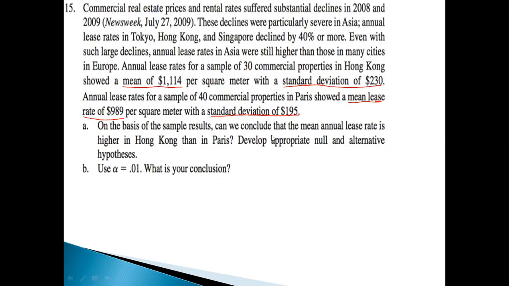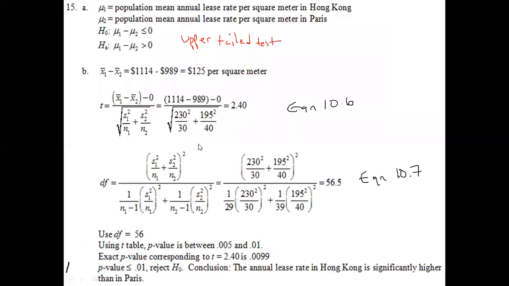All right, so can we conclude that the mean lease rate is higher in Hong Kong than Paris? So we're going to set mu1 equal to Hong Kong and mu2 equal to Paris, and then our null is mu1 minus mu2 less than or equal to 0. And then our alternative, which is really what we're testing, is that Hong Kong is higher than Paris, which is mu1 minus mu2 greater than 0. Now this is an upper-tailed test.